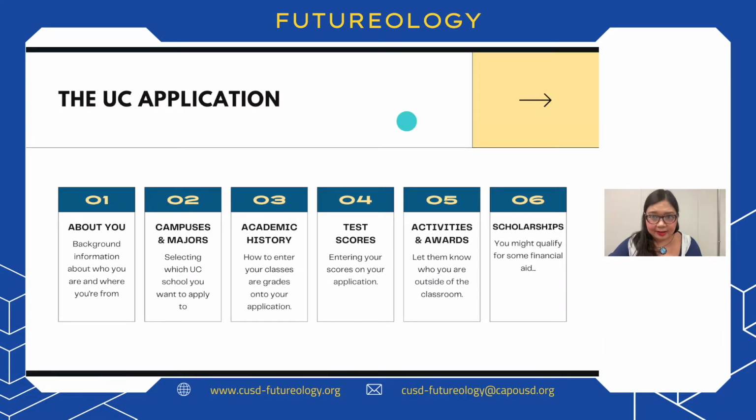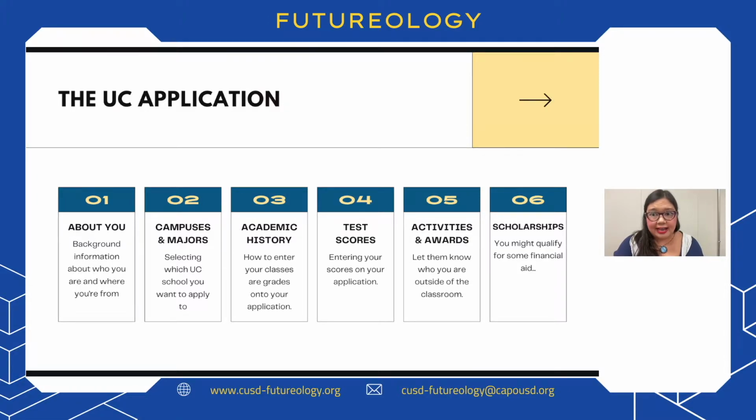All right, the UC application consists of different sections. So first is the About You section. This is just background information that has your name, contact information, where you live, etc. The second part of the application is campuses and majors. This is where you're going to select which UC school you want to apply to, and you're also going to select the majors within each of those UC schools that you would like to take.